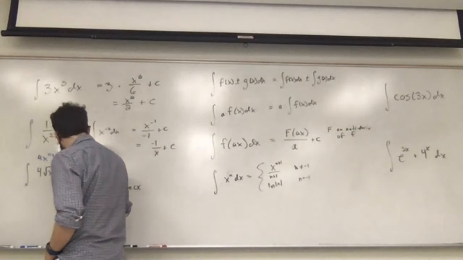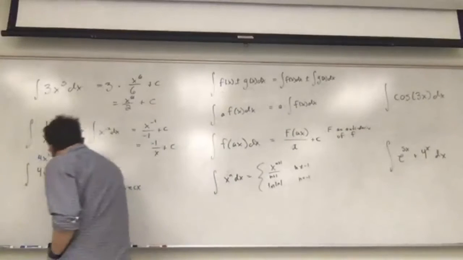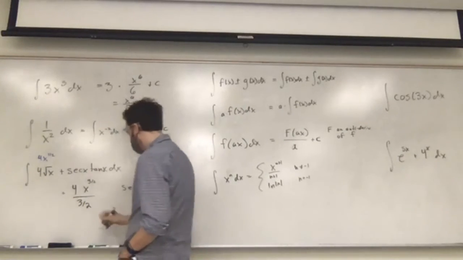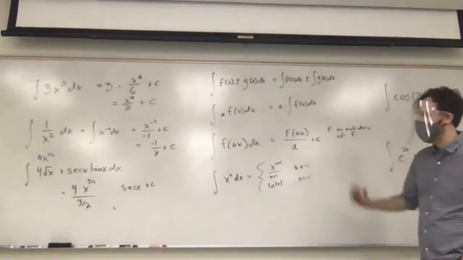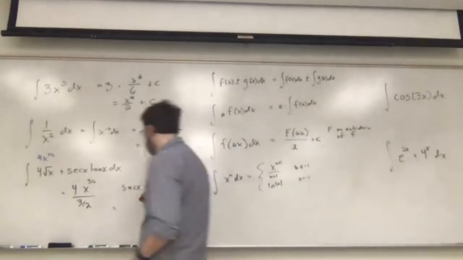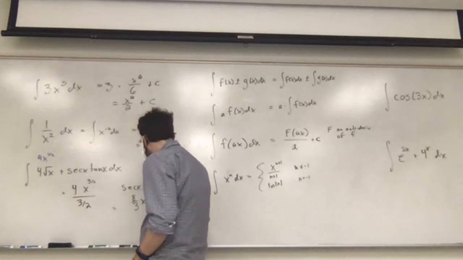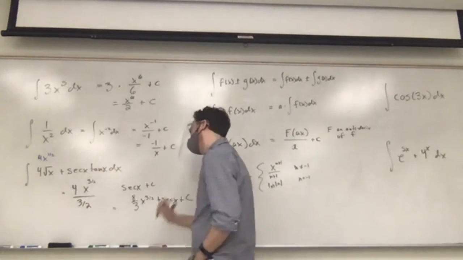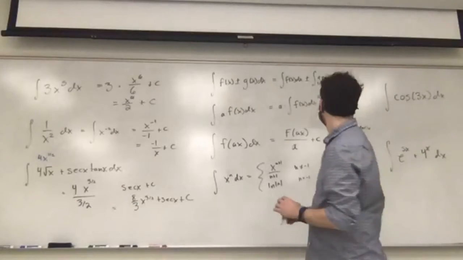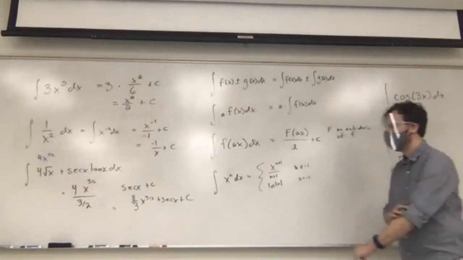So we get 4. The new exponent is 1 bigger, giving us 3/2. And then we divide this by 3/2. So if you like to flip that fraction and multiply, instead of dividing by 3/2, multiply by 2/3, and we get 8/3 x to the 3/2 plus secant plus c. Questions about any of these 3 examples?